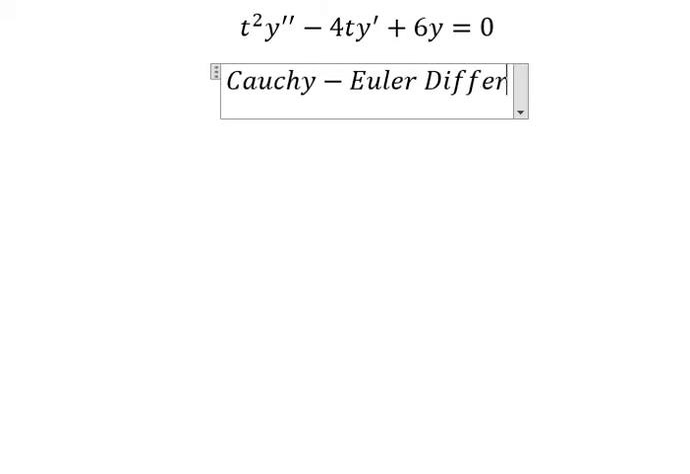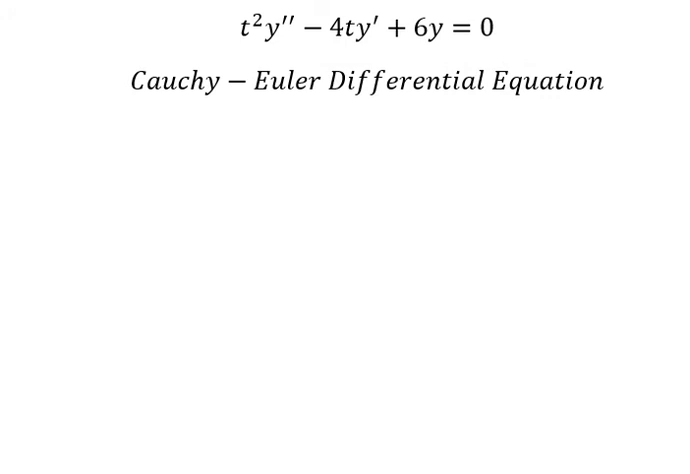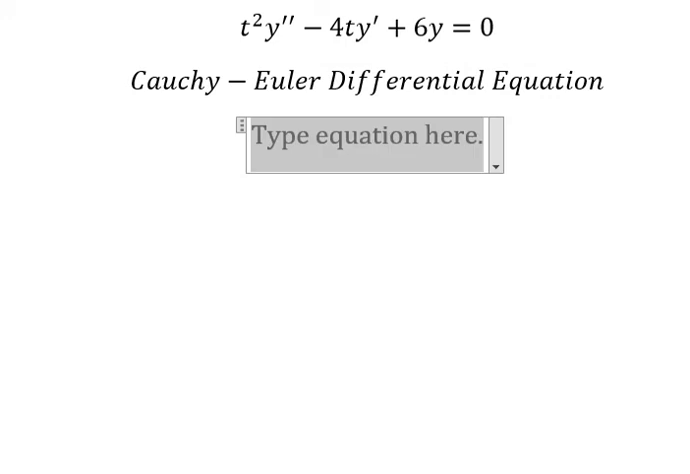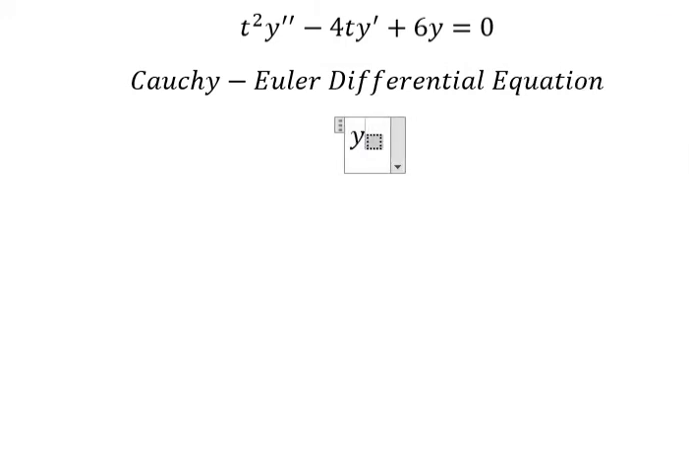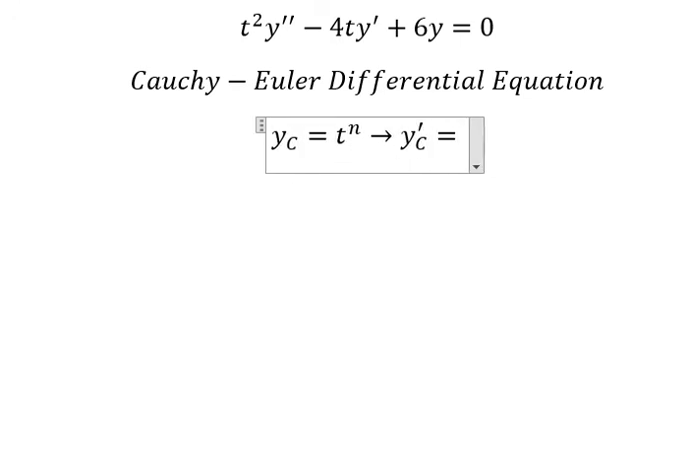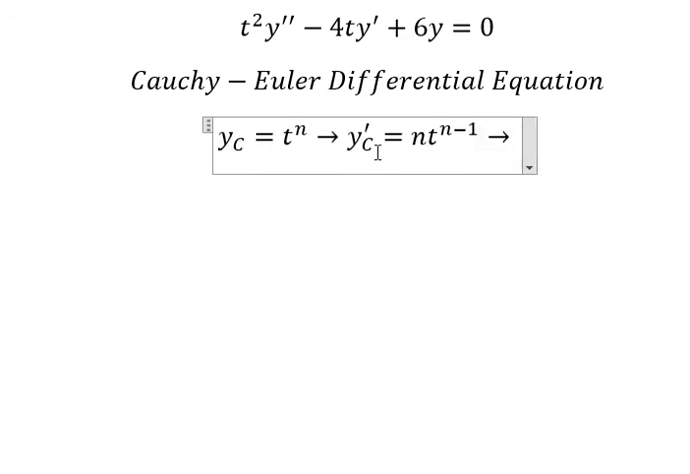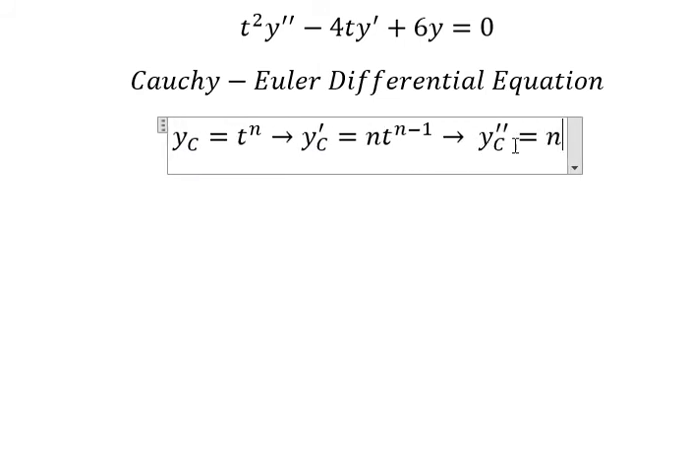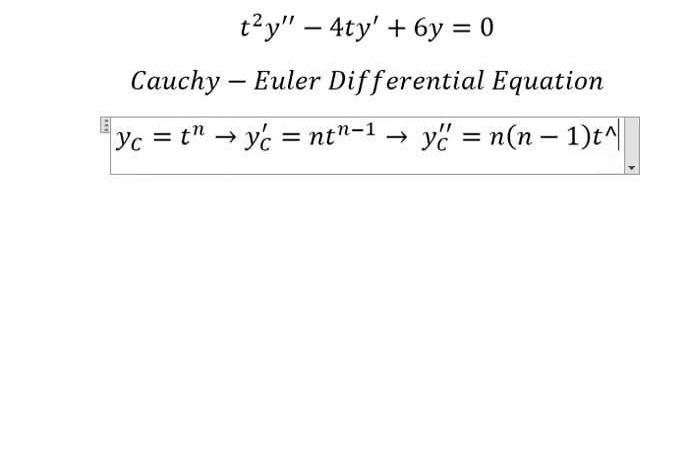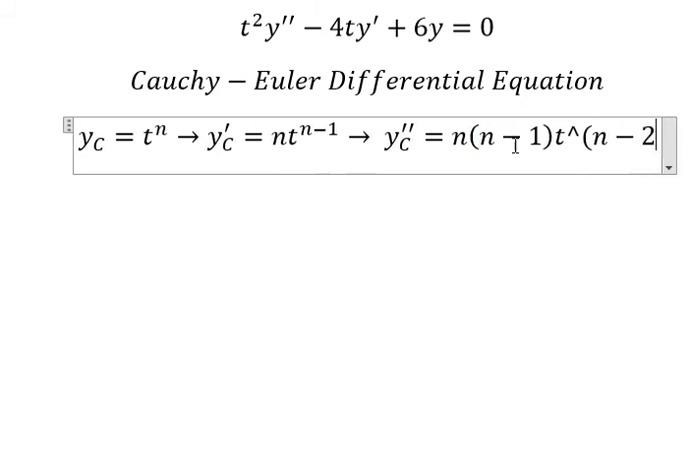Cauchy-Euler differential equation. So I will put y equals to t to the power of n. Later we do the first derivative for both sides. So we have n t to the power of n minus 1. If we do the second derivative of this one, we have n minus 1 t to the power of n minus 2.